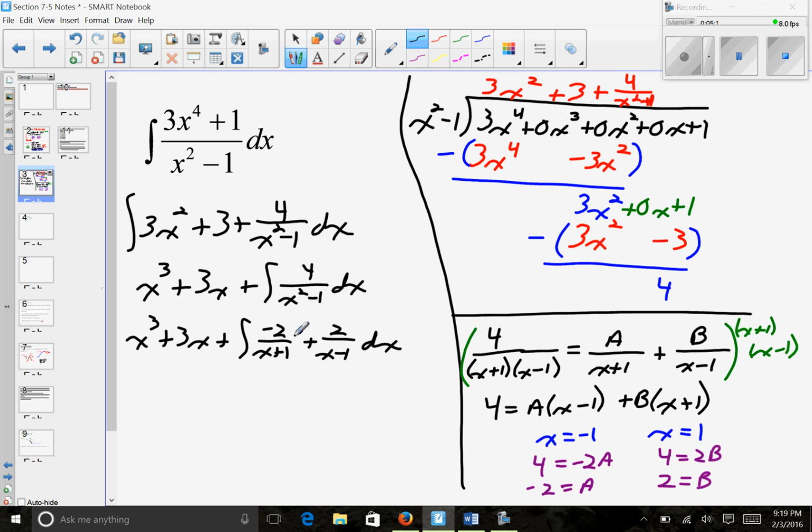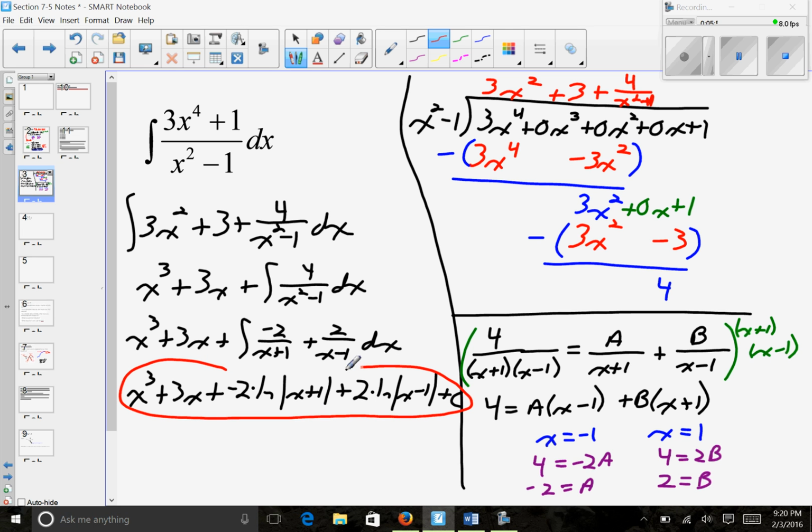And I am going to be doing each of these separately, and if you want to, you can pause the video, do all of the u substitutions. But in the interest of time, I'm just going to go ahead and say that I still have this x^3, I still have this 3x. Then I'm going to have a negative 2 times the natural log of the absolute value of x plus 1 plus positive 2 times the natural log of the absolute value of x minus 1. And now that I've done all of my indefinite integrals, I put in the plus c. And this is our antiderivative.